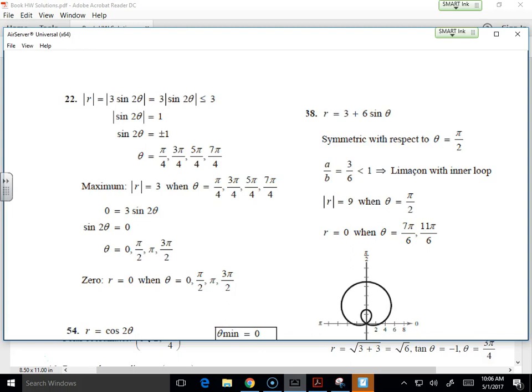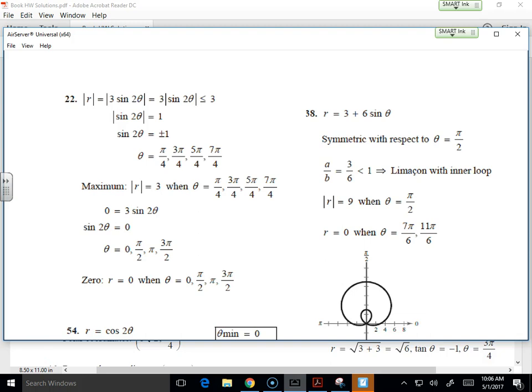Okay, number 22 and 38. Let me give you guys a second. On the maximum, remember the maximum is always a positive number. They went ahead and also figured out what angles the maximum happens. Remember, unless they give you a range of angles, there technically are infinitely many places. You could have just said pi over 4 at every pi over 4. That's when it's going to occur. But you could have listed them out.